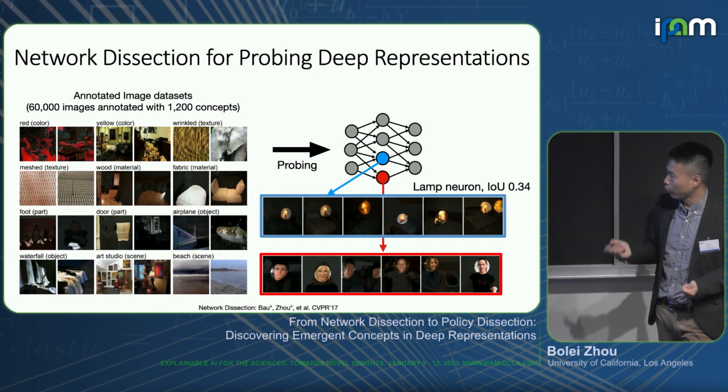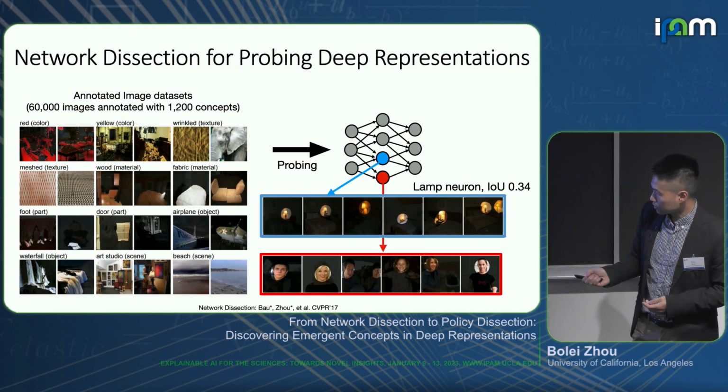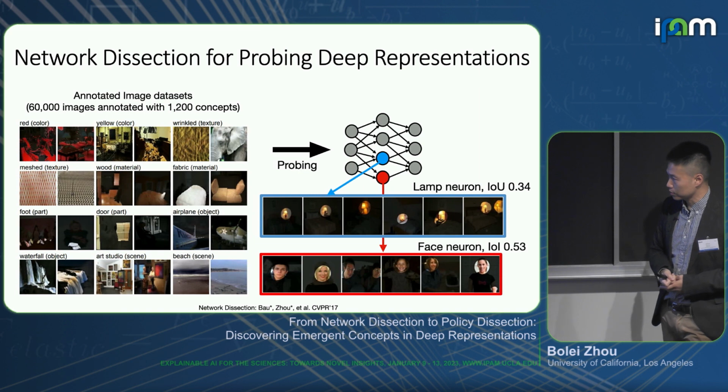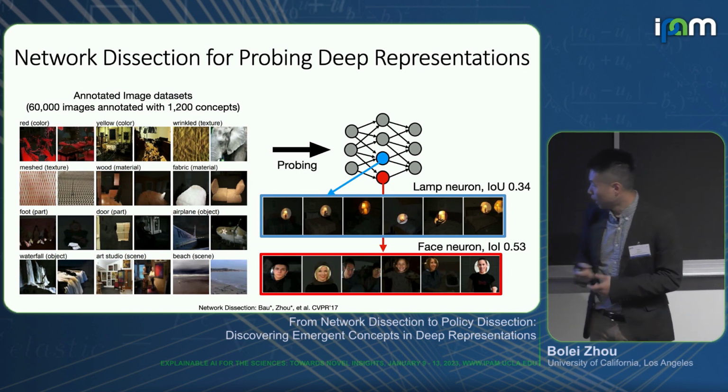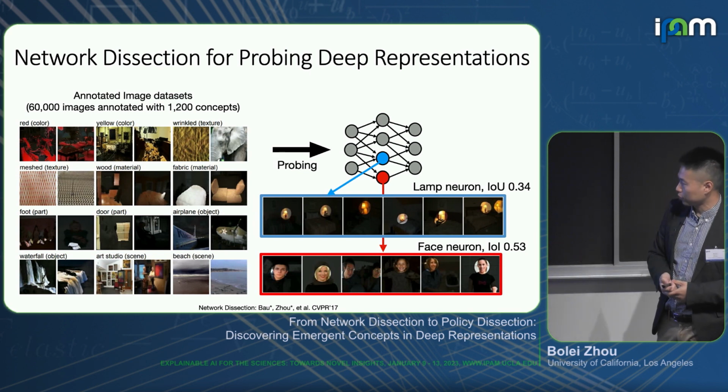So it has a 0.34. So here is a second unit. This annotation is a face neuron. So it's consistently activated by the face. This is with an IOU of 0.53.